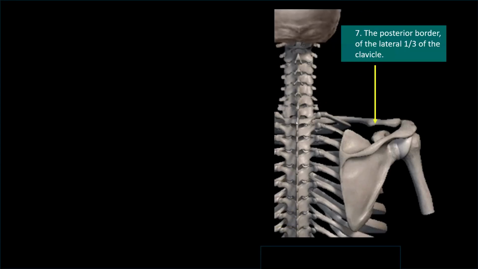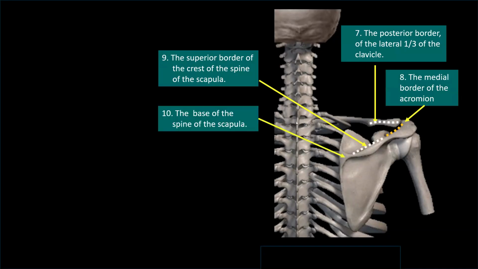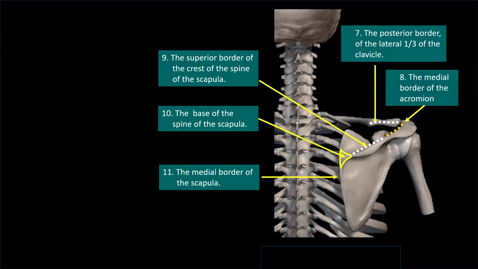7. The posterior border of the lateral 1/3 of the clavicle. 8. The medial border of the acromion. 9. The superior border of the crest of the spine of the scapula. 10. The base of the spine of the scapula. 11. The medial border of the scapula.